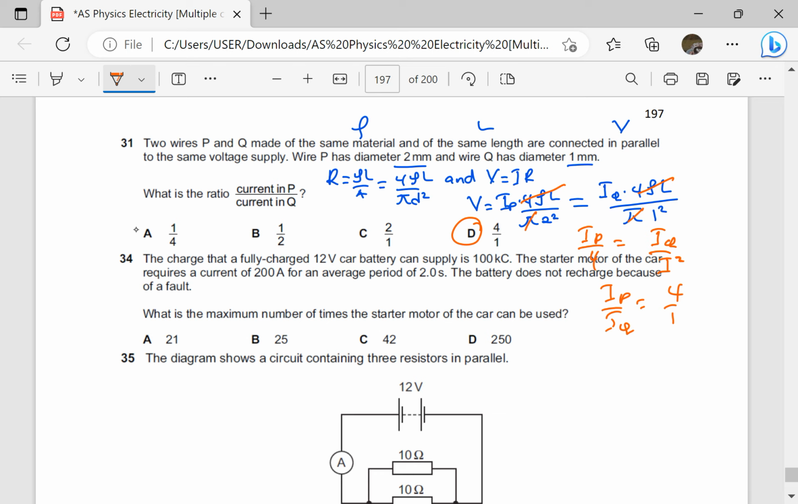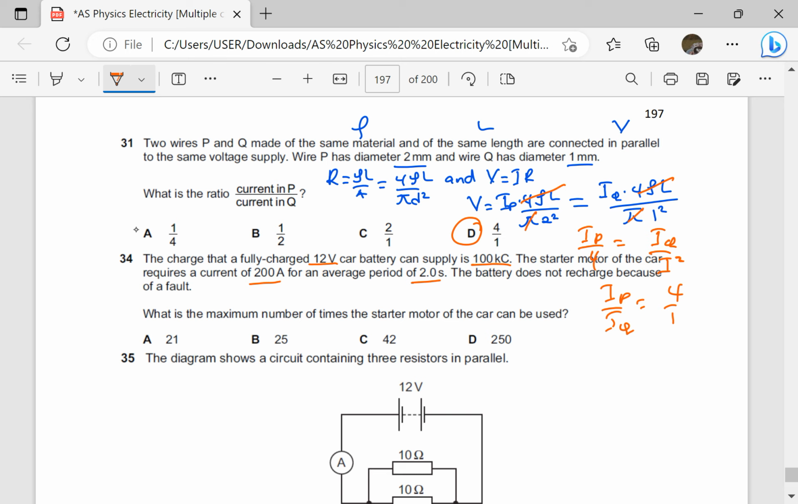The charge that a fully charged 12-volt car battery can supply is 100 kilocoulombs. The starter motor of the car requires 200 amperes for an average period of 2 seconds. The battery does not recharge because of a fault. What is the maximum number of times the starter motor of the car can be used?